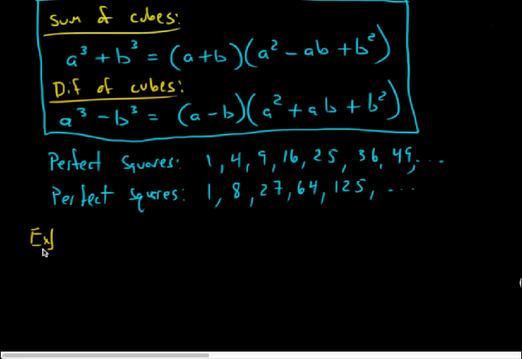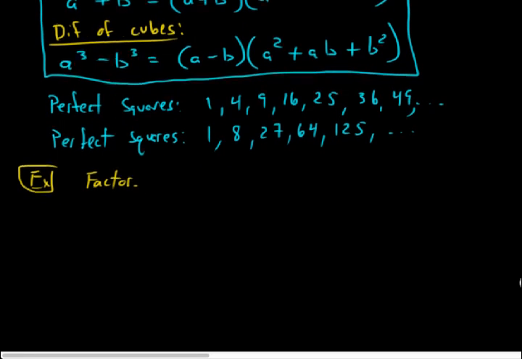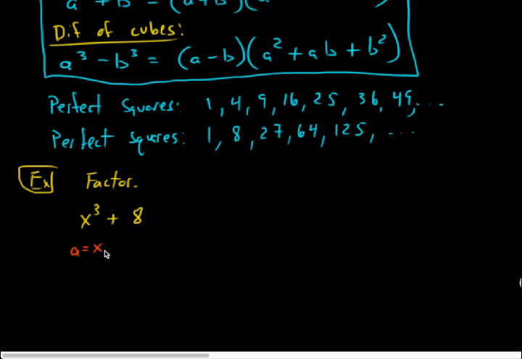So let's actually get an example done here. If I want to factor the expression, let's say I have x cubed plus 8. The first thing I would do, I suspect that this is a sum of cubes pattern because x cubed is a perfect cube, and 8, I believe, can be written as 2 cubed. Right? It's 2 cubed on the list there. So a would be x, and b would be 2, according to the pattern.